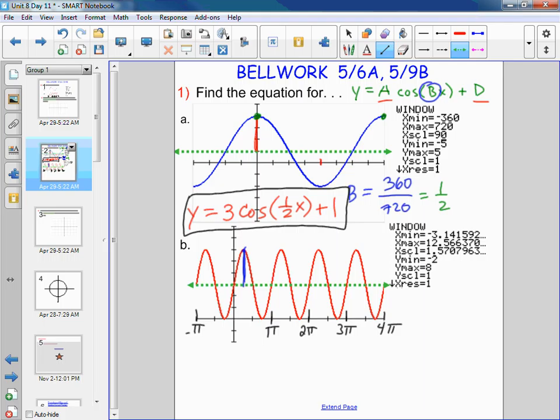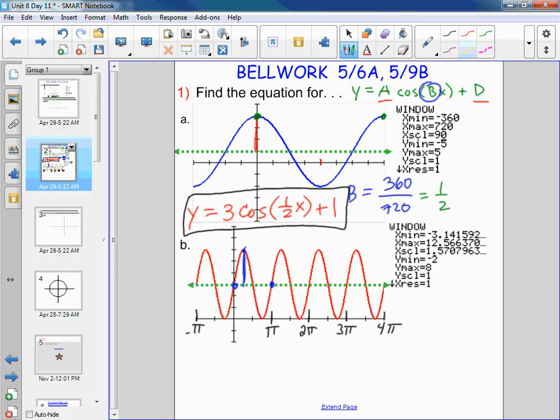And next I'll have to figure out the period. I can do that by going from key point to key point. So it looks to me like if I start at an intercept, how long does it take to get to another intercept? Well, so long as it's the same kind, it looks like it takes pi units. Does everybody see that? It takes pi units in order to complete one full cycle.